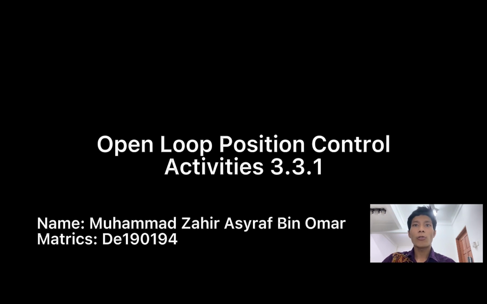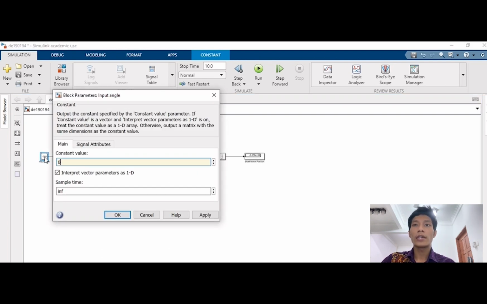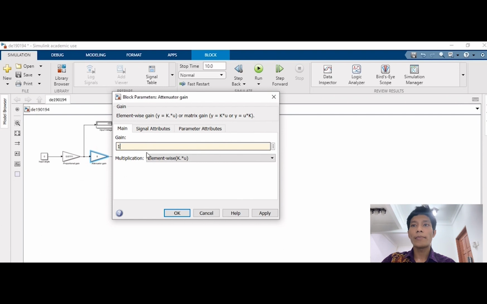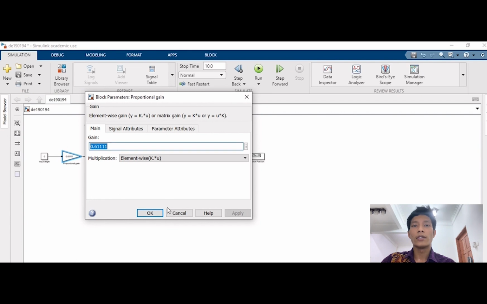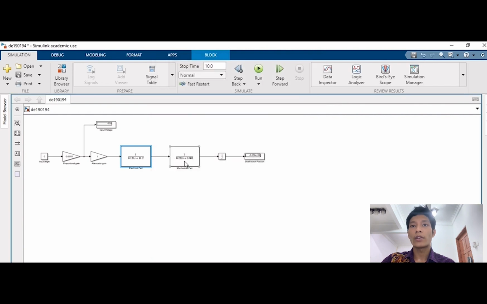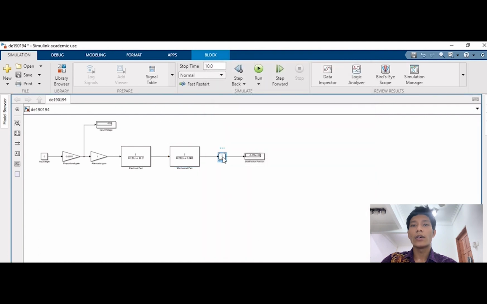I will present open loop position control for activity 1. This is the block diagram, and I key in all the parameter values, which are VA is 220, JM is 0.222 kgm square, BM is 0.003 Nm per second, RA is 11.2 ohm, LA is 0.121 H, and N is 1500 RPM.